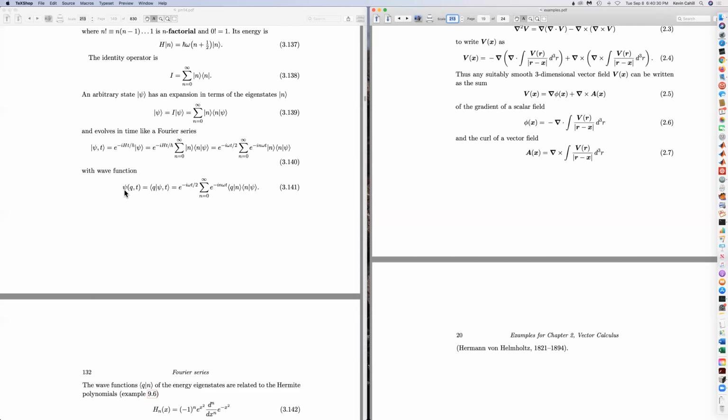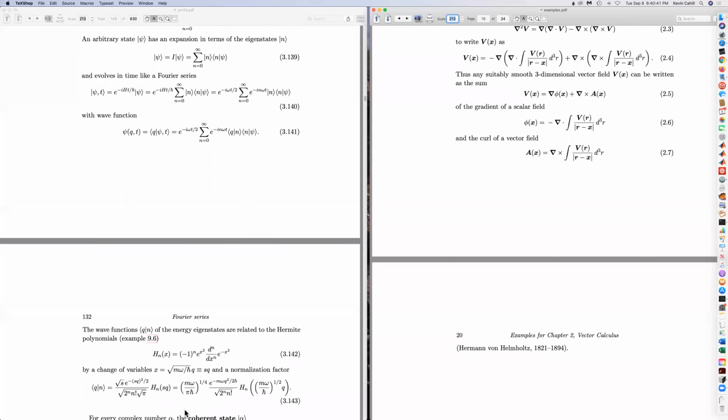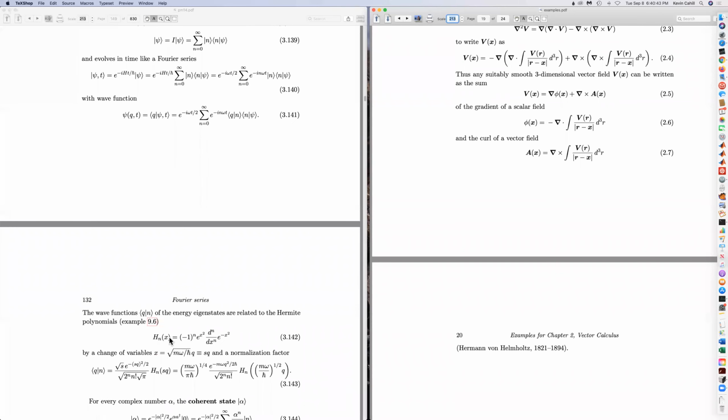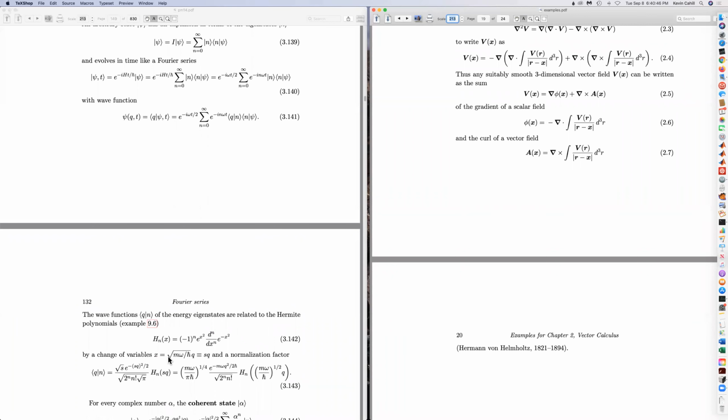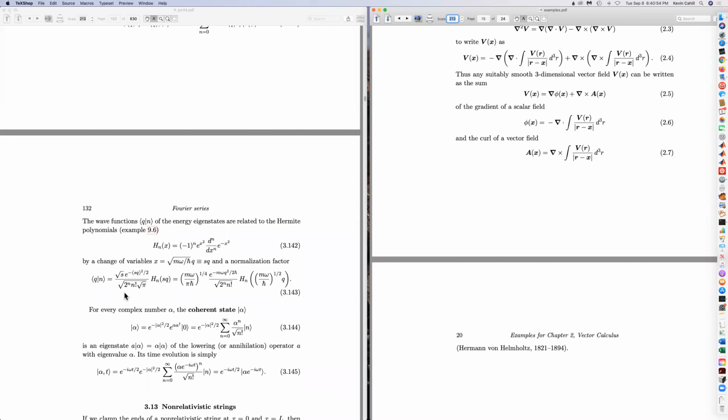And so the wave function evolves this way when we take the inner product with an eigenstate of position, the bra q. And that turns out to be related to the Hermite polynomial H_n of x if we set x equal to this combination here, this square root times q. And so psi_n is then, well, it's this god-awful expression here. If we abbreviate the square root as s, then it's this slightly simpler thing here.